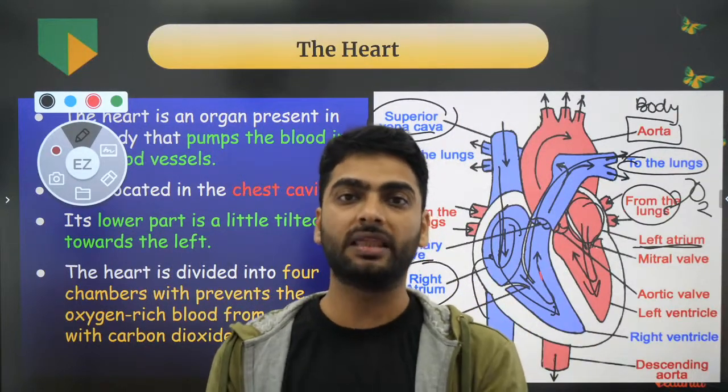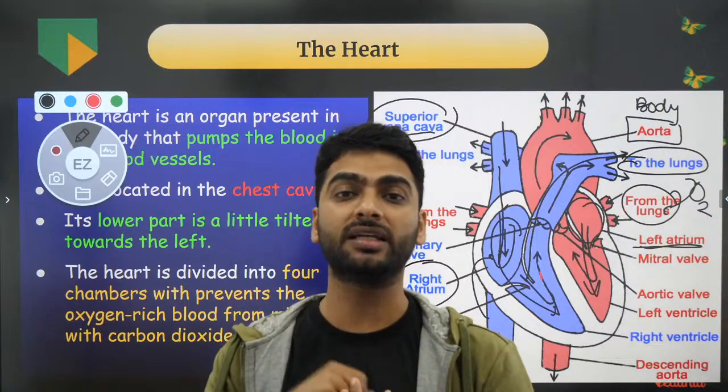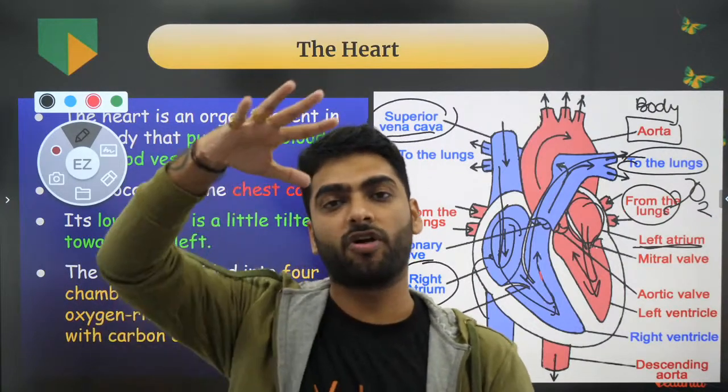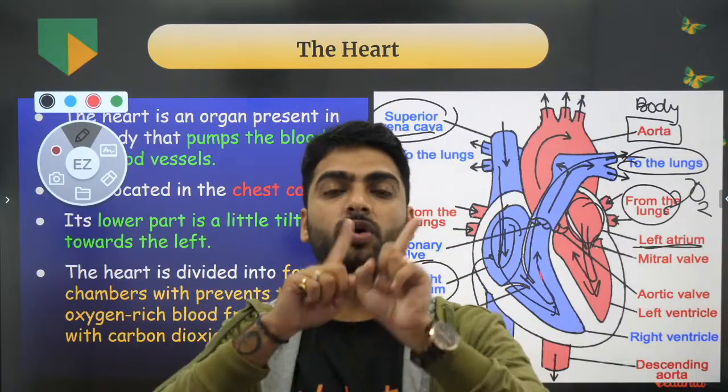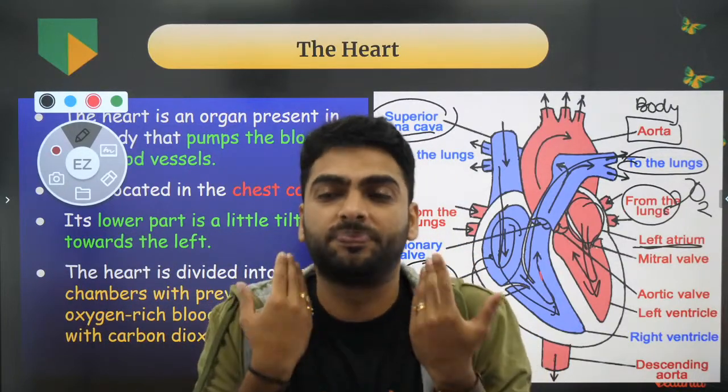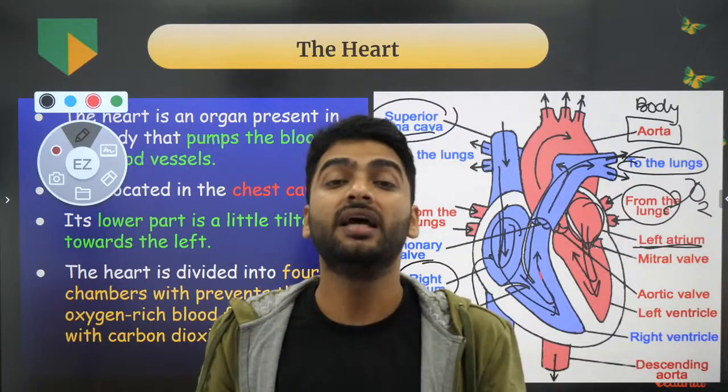From the body, the blood will again come back to the heart into the right auricle. From the right auricle, it will go to the right ventricle. From the right ventricle, it will go to the lungs and you will exhale.